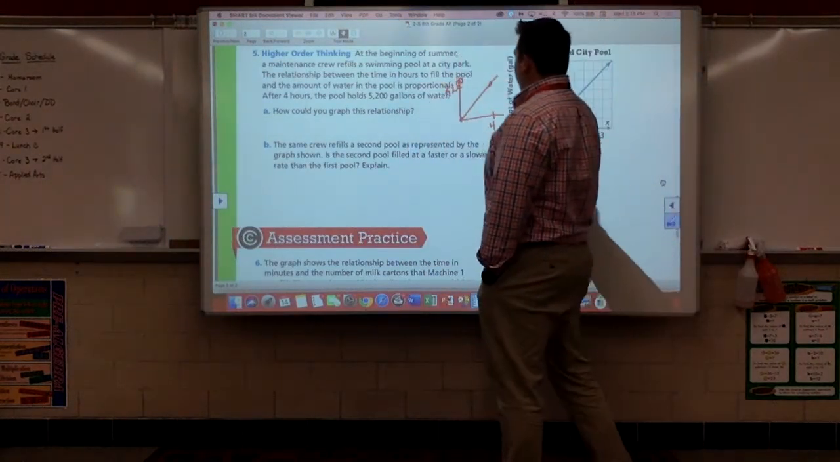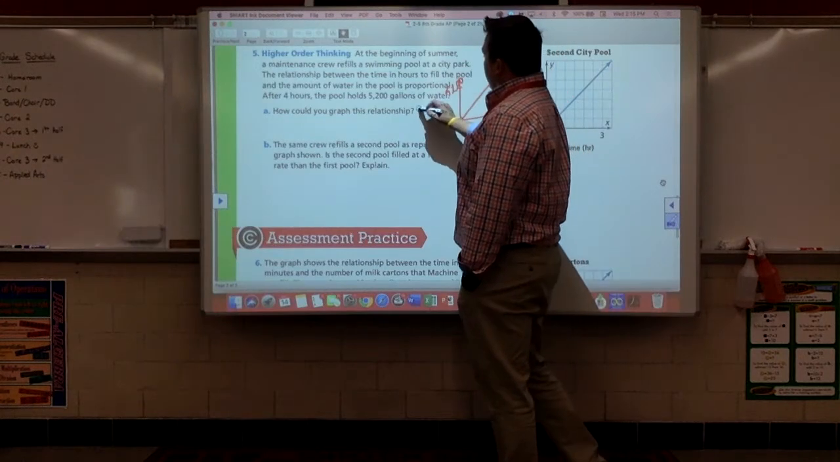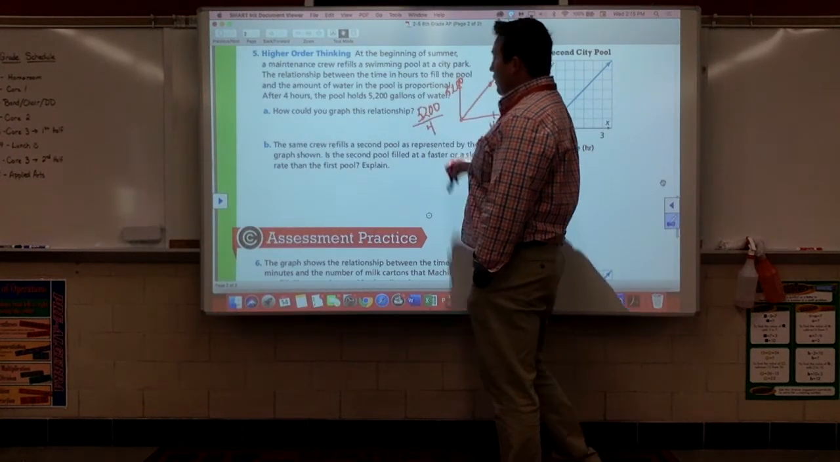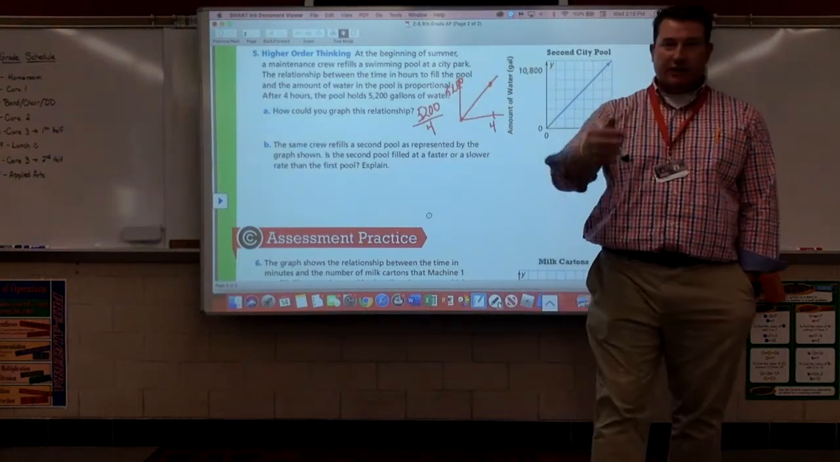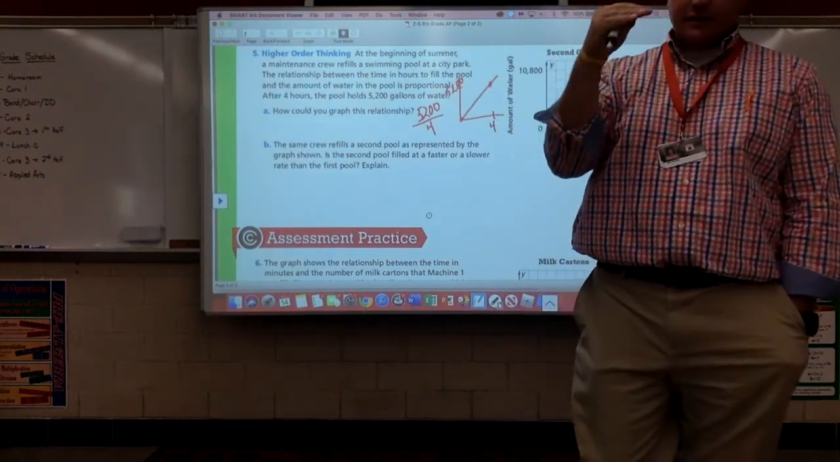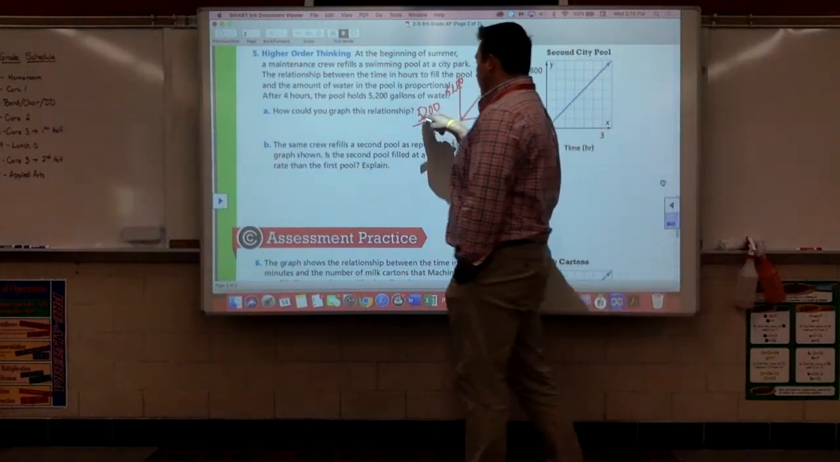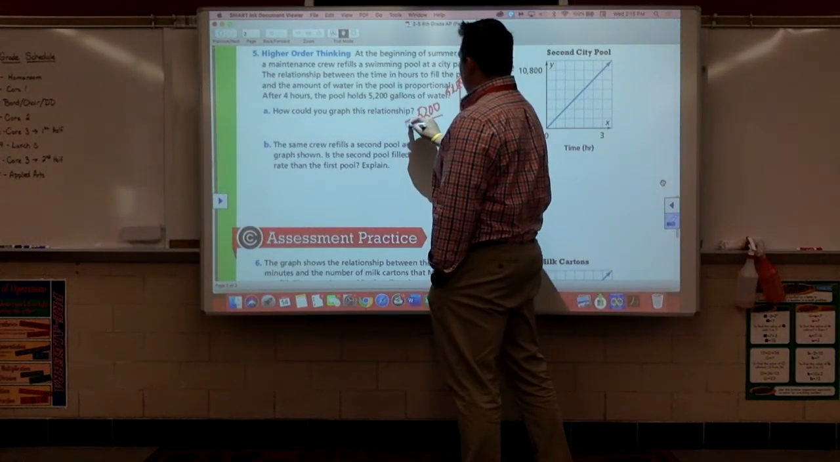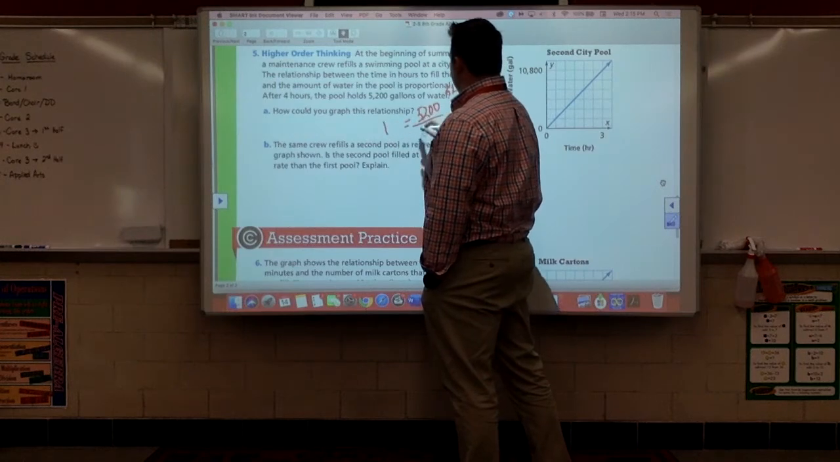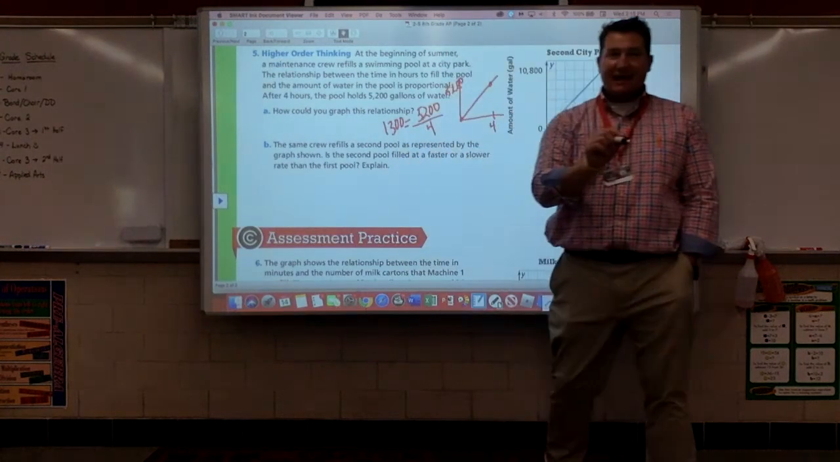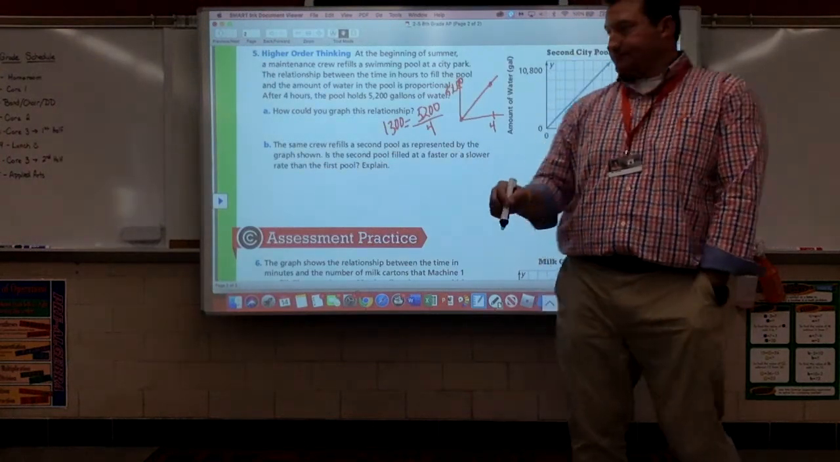If we were going to figure out a unit rate here, gallons per hour, it's just like 7th grade. Take the gallon number, divide it by the hour number. That's all we got to do. 5,200 divided by 4, guys. Let's see. That's 1. That's 12. That's 1,300 gallons per hour.